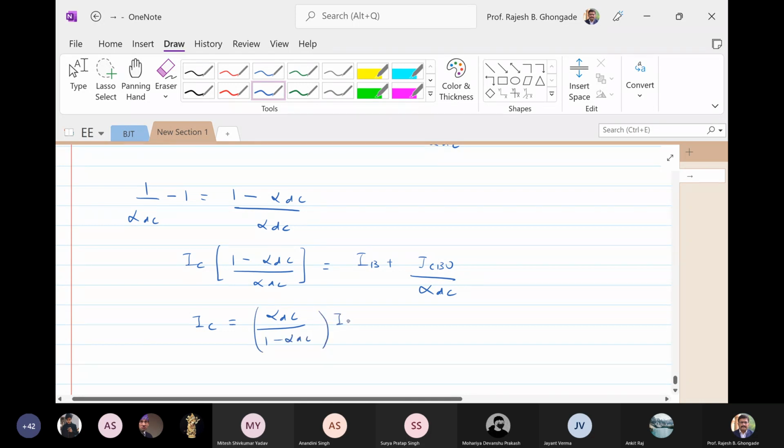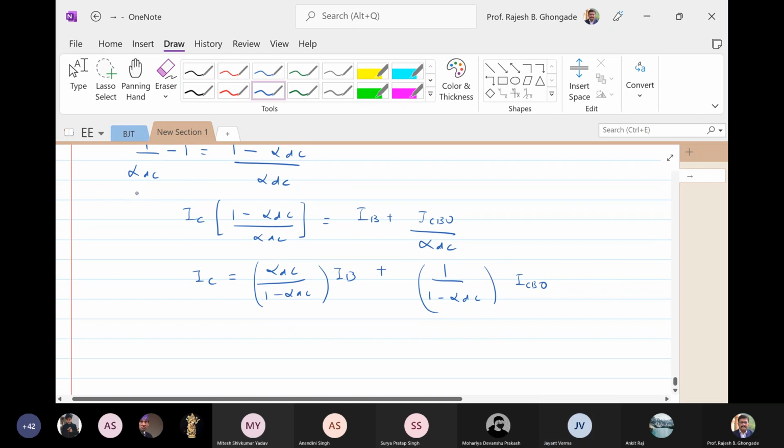I am dividing this, so it will be multiplied by the reciprocal, right? 1 minus alpha DC into ICBO. So the alpha DC and alpha DC come on top and get cancelled when we take the reciprocal. Did you understand this step? I'm simply dividing both sides of this equation by the reciprocal of this term, or dividing the right hand side by 1 minus alpha DC by alpha DC. Okay?